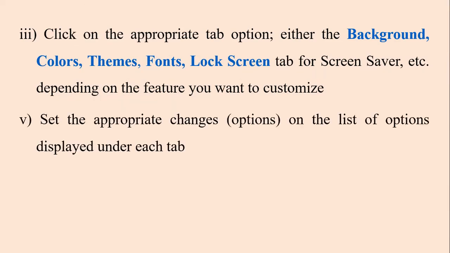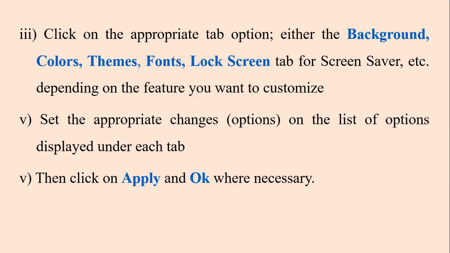Number 4, you set the appropriate changes or options on the list of options that have been displayed after you click on each of the tabs that I have already mentioned. Number 5, once you are through with your settings, you click on Apply and then OK if those options are available and only where necessary. I'm saying where available and where necessary because not all of the options will give you the Apply and then the OK steps.